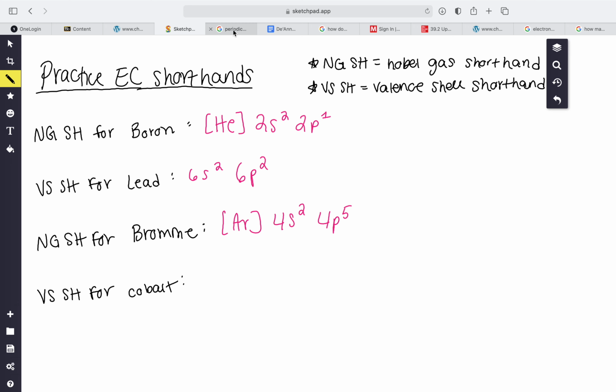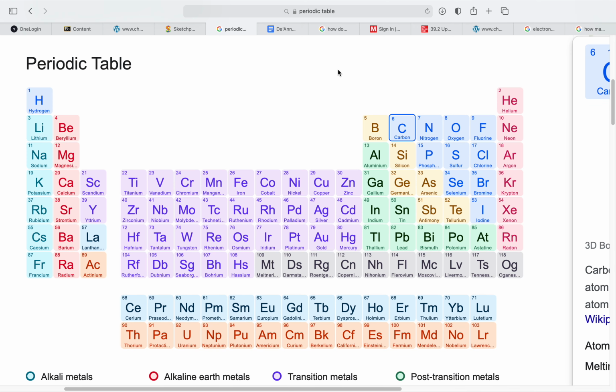And then we're going to do the valence shell shorthand for cobalt. Cobalt is, where is cobalt? It's down here, I think. This is going to take me a hot minute to find cobalt. Oh, there it is. I was like, where is Co? Where is Co? All right.